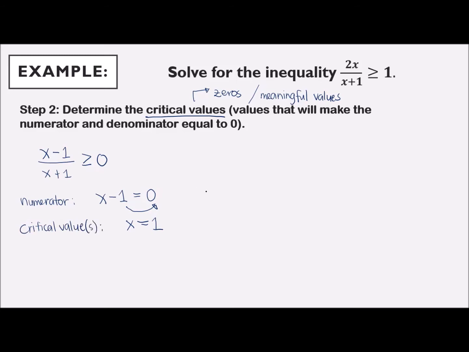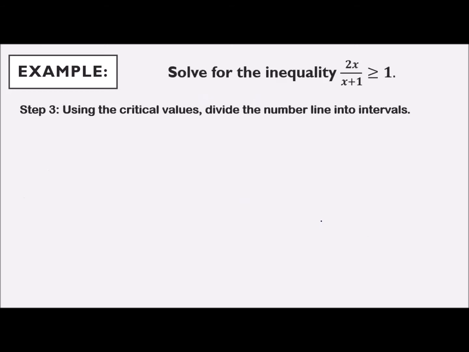Okay? Then, let's now proceed on the denominator. Let's have x plus 1 is equal to 0. Transfer natin ulit, magiging x is equal to negative 1. So, ang critical values natin is x is equal to 1 and x is equal to negative 1. So, these are the values that will make the numerator and denominator equal to 0. So, please do remember that. Bakit kailangan tandaan? Kasi ito na yung step 3.